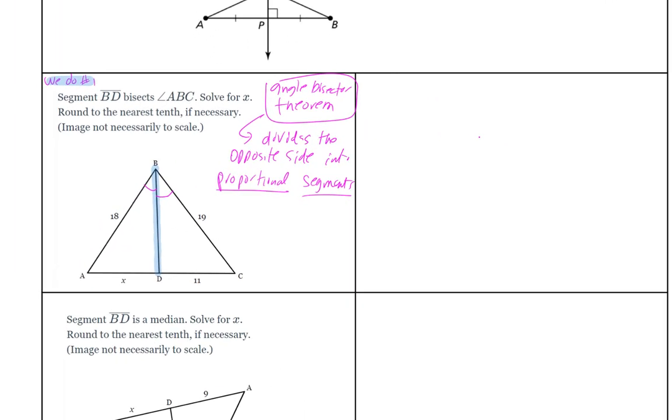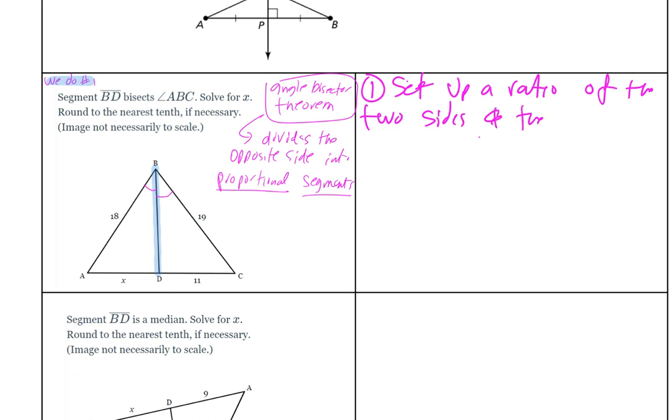We're going to have two different ways we can do it. Either way, we're going to set up a ratio of the two sides and these new segments. So let's look over here. We have 18 and 19, and x and 11. So I'm going to set up my two ratios.